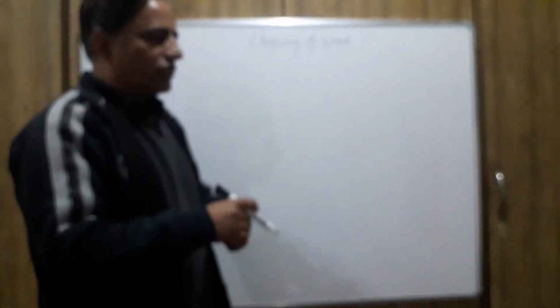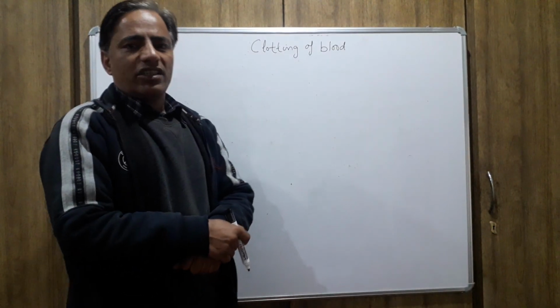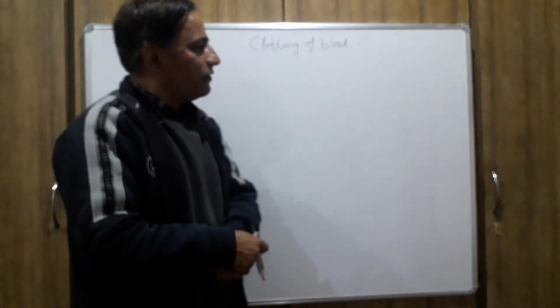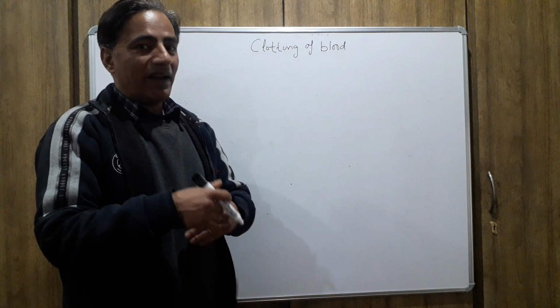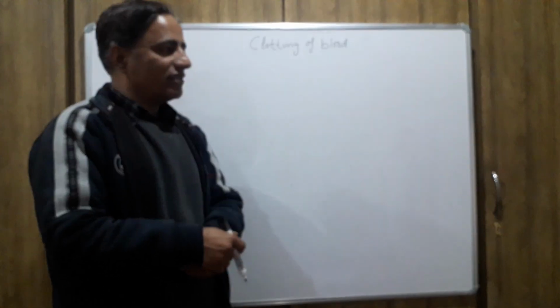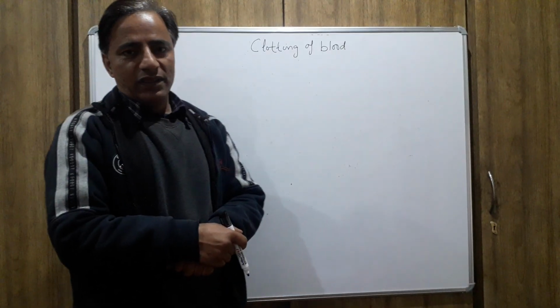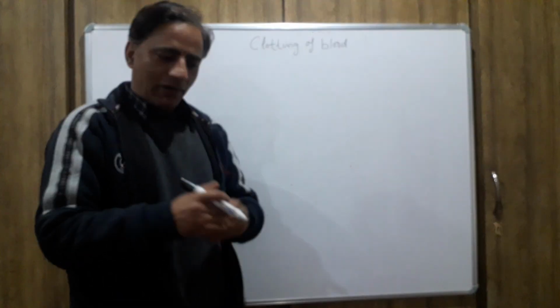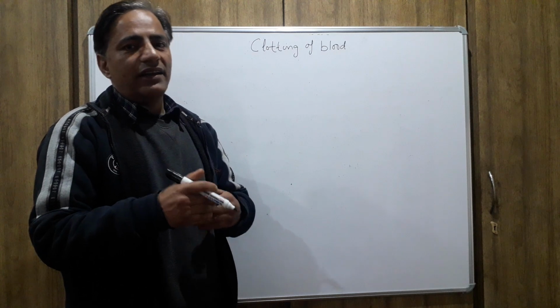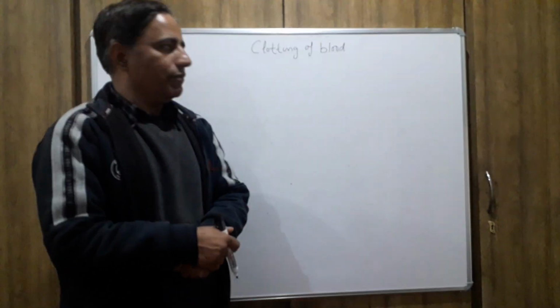Actually, this reddish brown scum is formed of a mesh or network of threads called fibrins, and within this mesh or network of threads get trapped the damaged and dead formed elements.